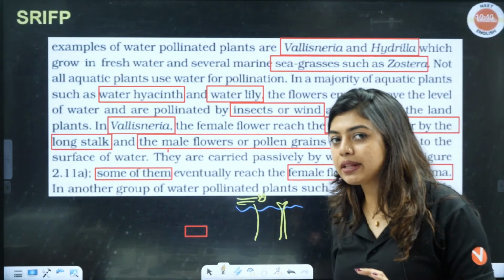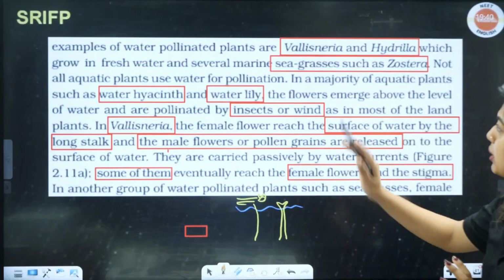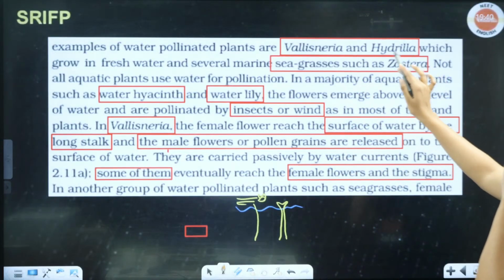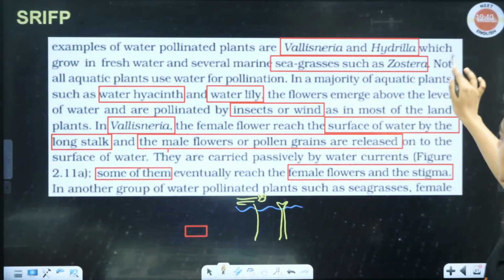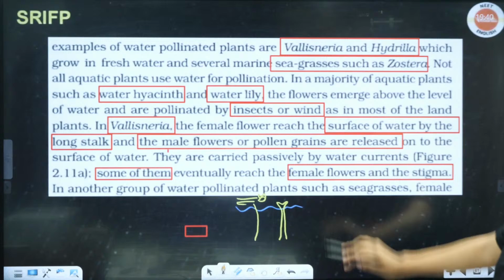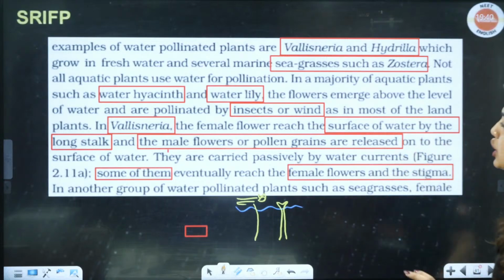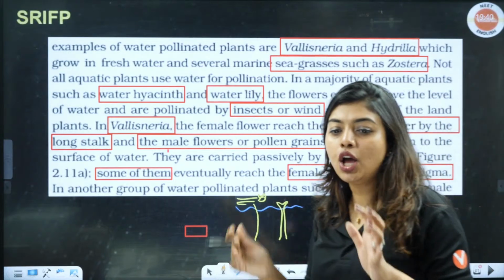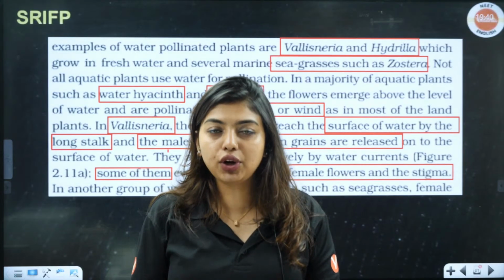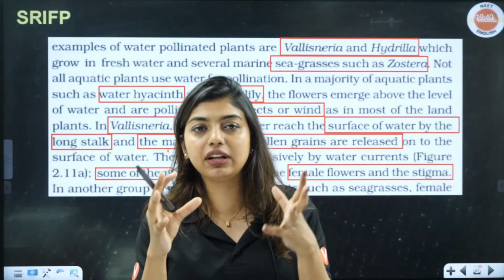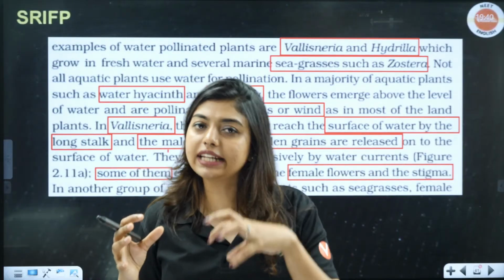A few examples are given which are very important for you. Look here, Vallisneria and Hydrilla which grow in fresh water and several marine sea grasses like Zostera. Not all aquatic plants use water for pollination in majority. So Vallisneria and Hydrilla do water pollination. That means they will come a little near the water surface and the pollen grains will be released. They will take in the pollen grains.